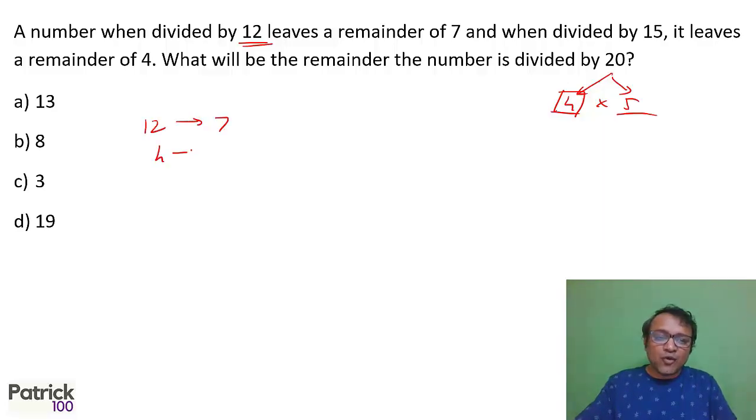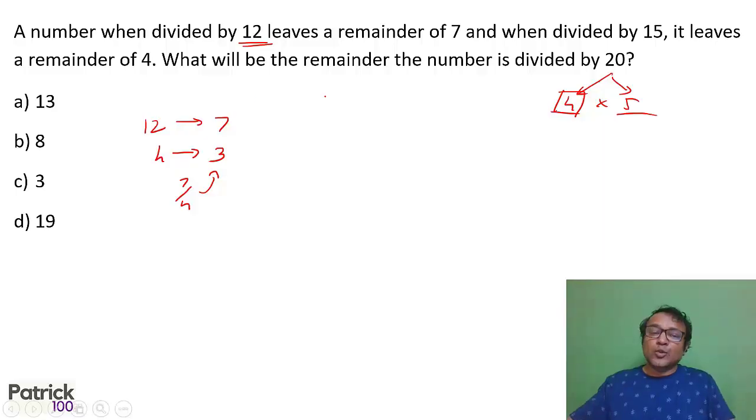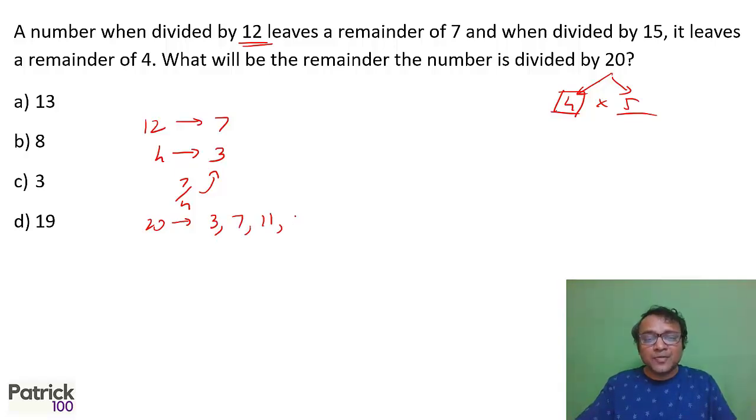So when dividing by 4 the remainder will be 3, because 7 divided by 4 gives the remainder 3. When dividing by 12 the remainder is 7, so when dividing by 4 the remainder will be 3. In which case, when you divide by 20, the remainders can be 3, 7, 11, 15 and 19.